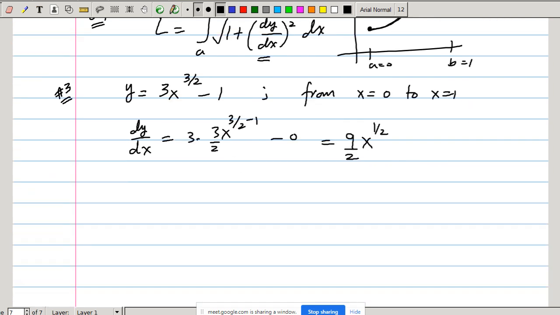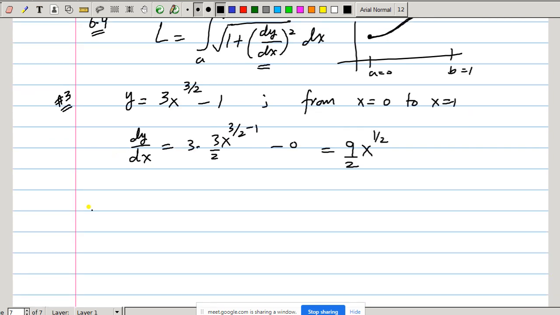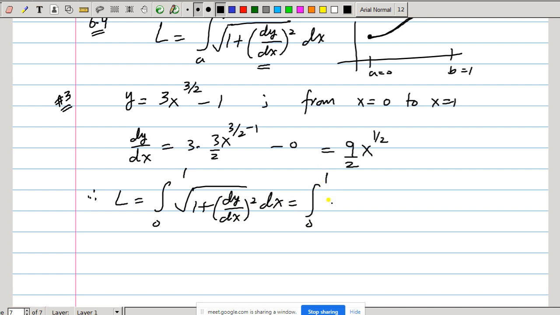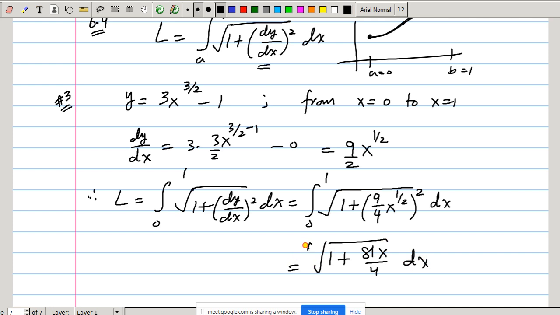Now I can put it in the formula. So therefore the length of curve is from 0 to 1, square root of 1 plus (dy by dx) squared. So I can replace the derivative here. If you want, you can solve this thing outside. This square root of 1 plus (dy by dx) squared, we can simplify that outside and then bring the simplified version into the integration. We can do that as well. Square. So if I do that, it becomes 1 plus 81x by 4 dx. This is what I got.